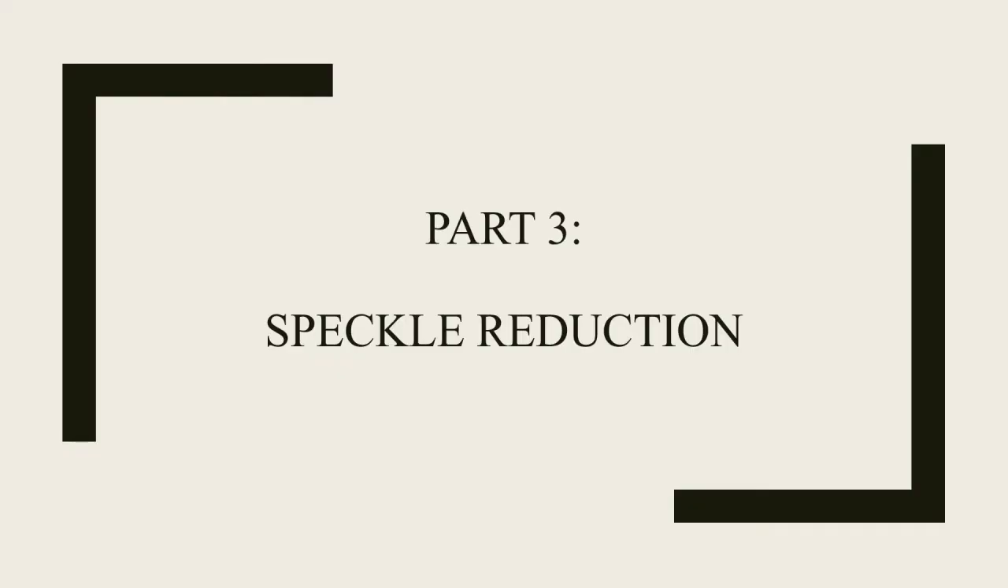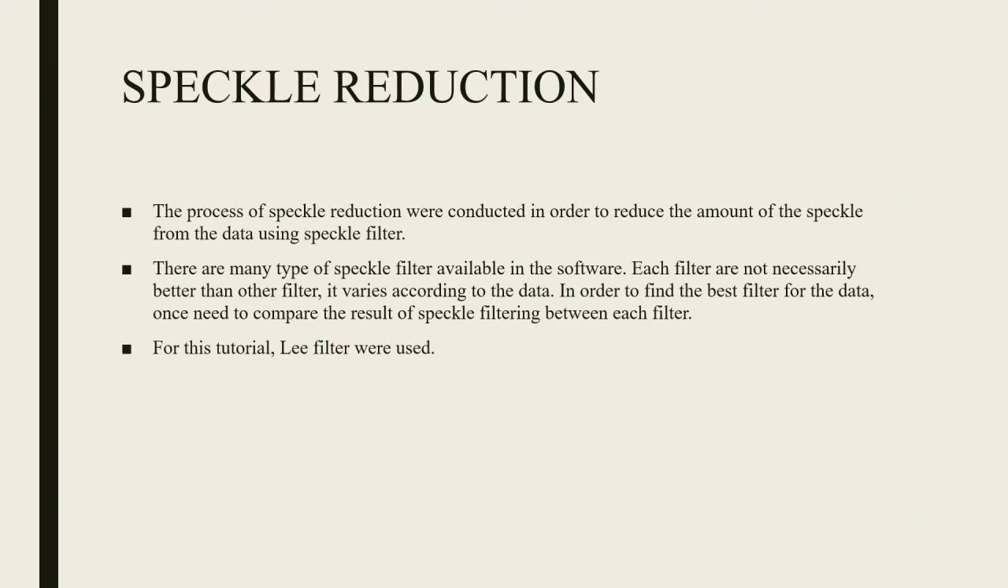Now we move to the third part of the video, which is speckle reduction. The process of speckle reduction is conducted in order to reduce the amount of speckle from the data using a speckle filter. There are many types of speckle filter available in the software. Each filter is not necessarily better than another filter. It varies according to the data. In order to find the best filter for the data, one needs to compare the results of speckle filtering between each filter.